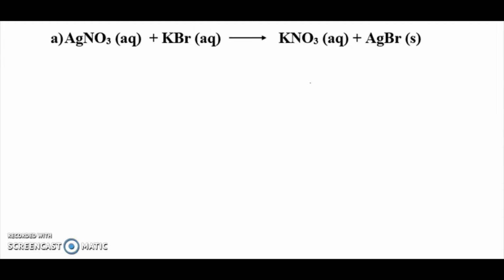Let's look at the case we have on the board here. We can see silver nitrate aqueous, that is a solution of silver nitrate. We have potassium bromide aqueous, a solution of potassium bromide. Potassium nitrate aqueous, that is a solution, and we have silver bromide solid. So this is a precipitate which is formed when silver nitrate and potassium bromide solutions are mixed. So here we have the precipitate.